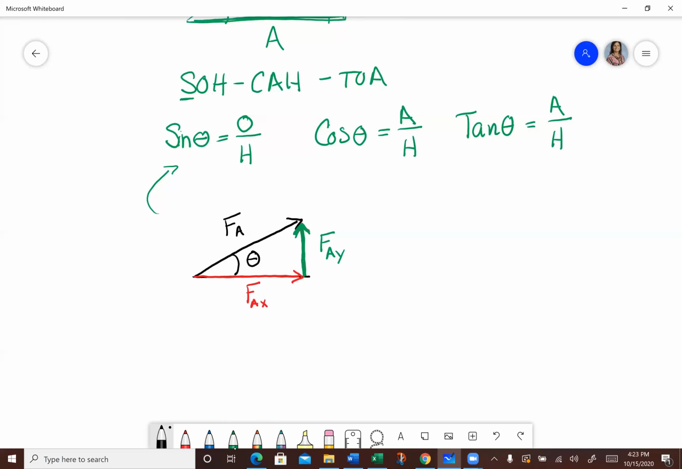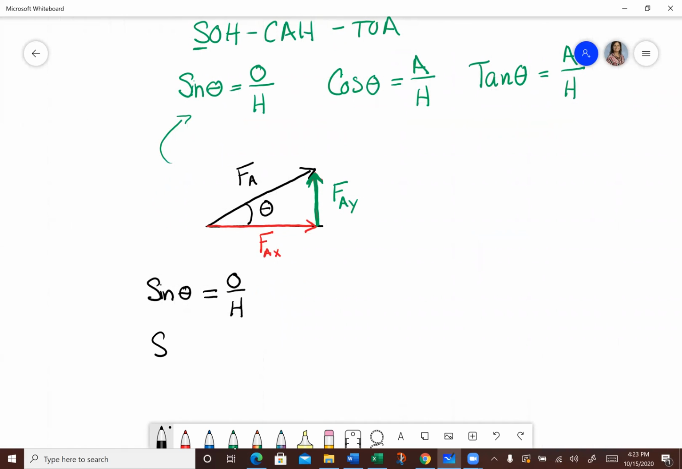If I write down the sine of the angle theta, it is going to be my opposite divided by hypotenuse. So for my picture, the sine of the angle theta is my opposite side, which is F applied Y, all over F applied, the hypotenuse. The cosine of the angle theta is equal to the adjacent side, force applied in the X, divided by force applied.